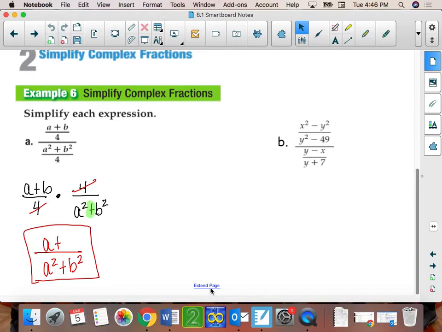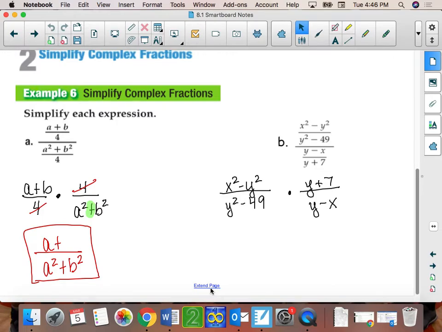Okay, last one. So again, I'm going to rewrite first. I'm going to keep the top fraction as is. I'm going to change division to multiplication, and then I'm going to flip my bottom fraction. Okay, and then I'm going to start simplifying.